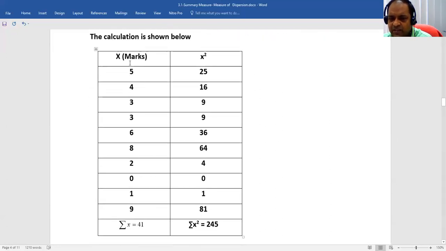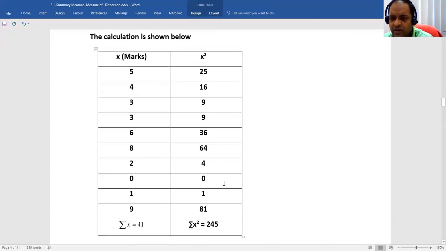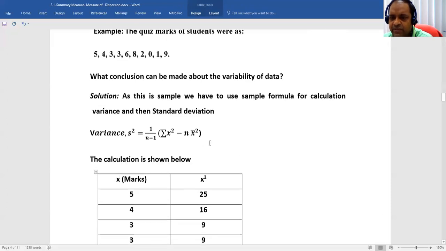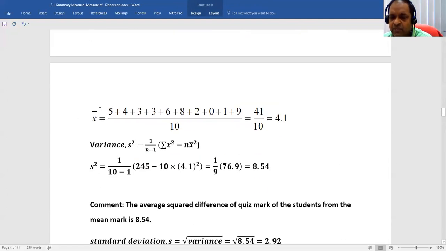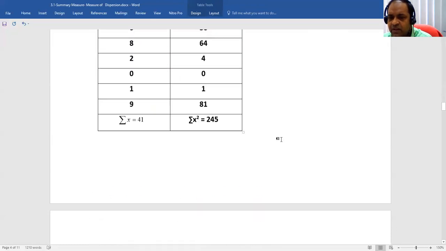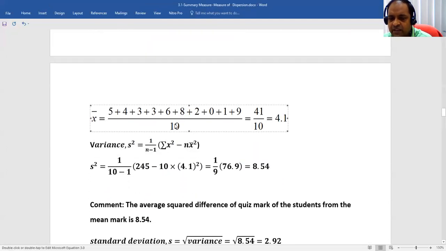Just make a column. This is the marks of the student, denoted by x. Better to write a small x. Then you have to square it, because you need the sum of all the squared values of x. So we square the marks and sum up. We also need the mean mark, x bar is the mean mark, then square it. First of all, we get the mean, as we did before: the sum of all the values divided by how many students. There are 10 students. If you count, you will get 10 students. Divided by 10, the total you will get is 4.1. So you got the mean x bar 4.1.